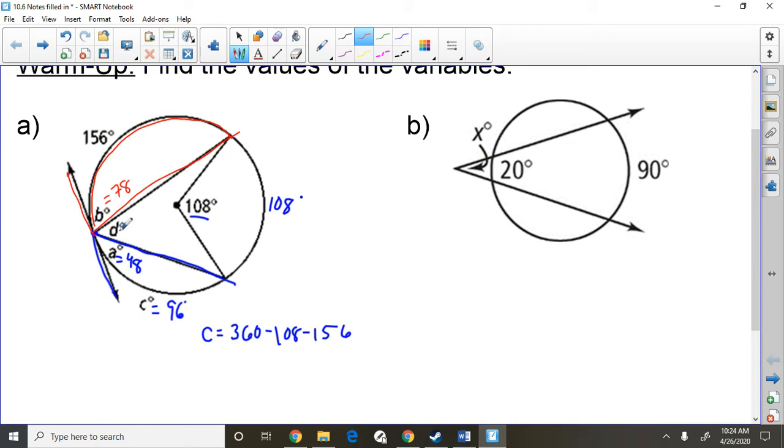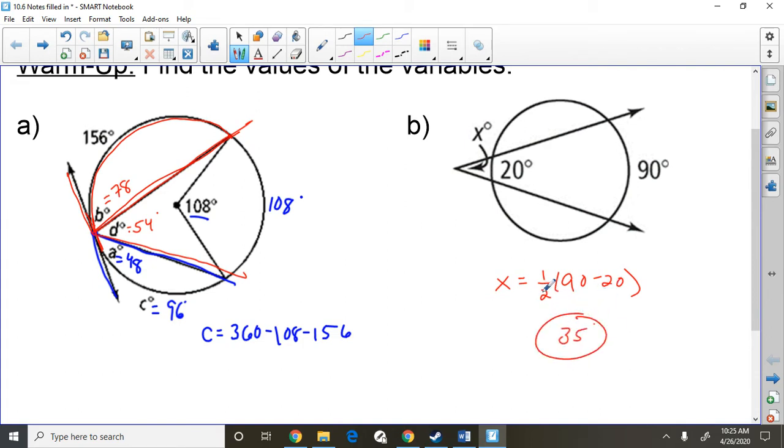And then we have a couple ways we could find D. We could take 180 minus the 78 and the 48 to add up to this straight angle. We could also know that D is 1/2 of its intercepted arc because D is an inscribed angle. So D would be 1/2 of 108, which is 54. Over here, we have an angle X that is an angle outside of a circle where two secants intersect. So the rule is that that angle is 1/2 the difference of the intercepted arcs. 1/2 of 70, that would be 35 degrees.